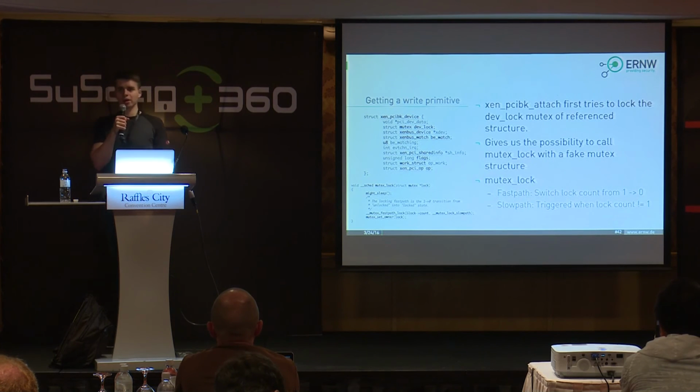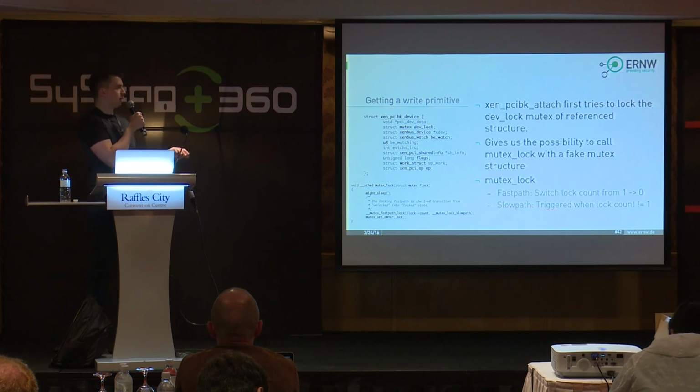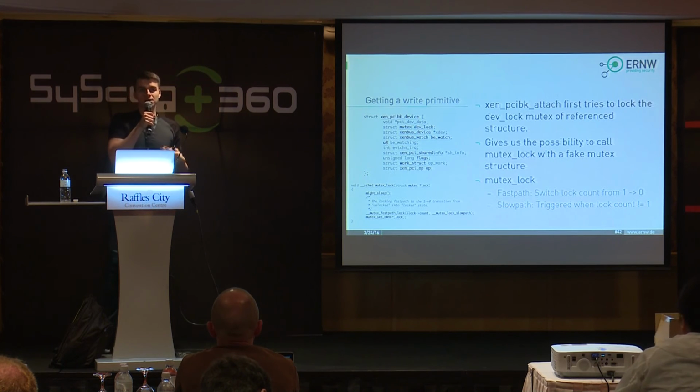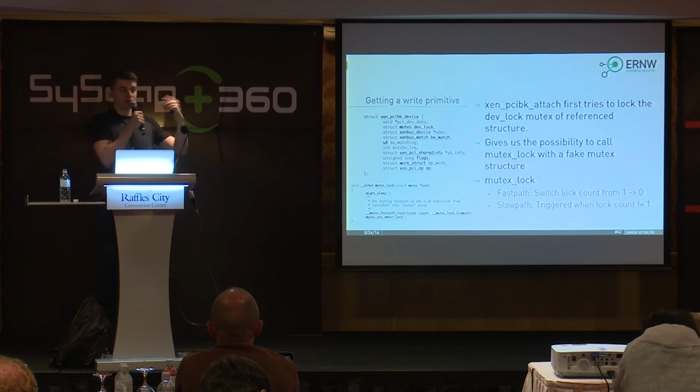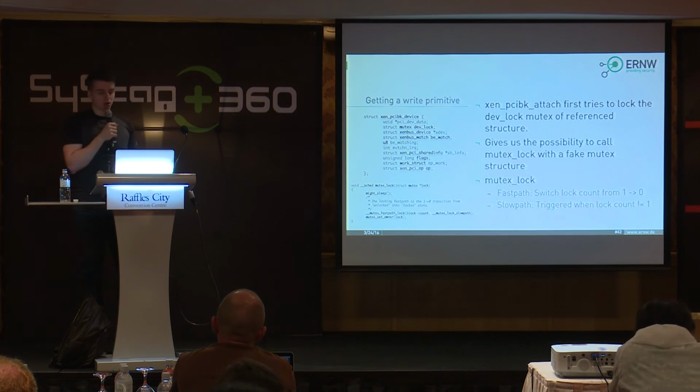When I first saw that, I thought, yeah, a mutex, that's probably just an integer that gets flipped or something. As it turns out, mutexes under Linux are quite complex, and you have a fast path that switches the lock count from 1 to 0, but if that fast path fails because the lock count isn't equal to 1, then there's a slow path triggered. And the slow path does a lot more stuff.